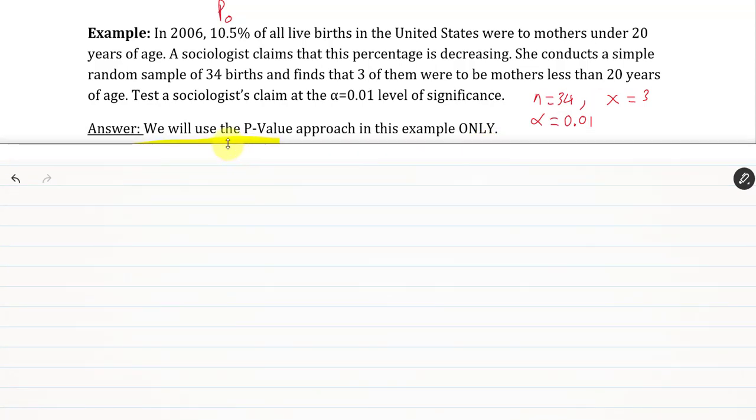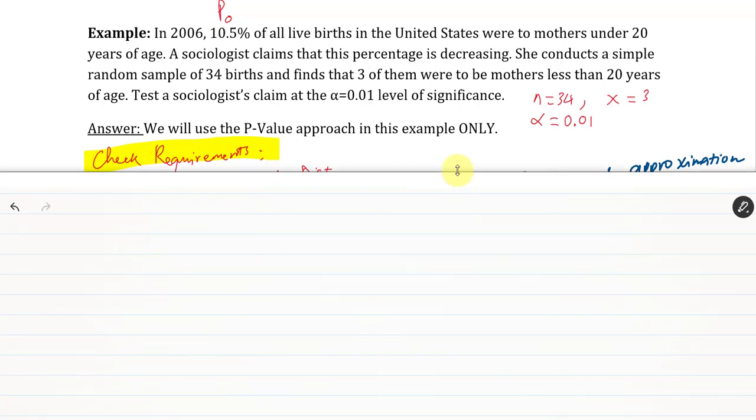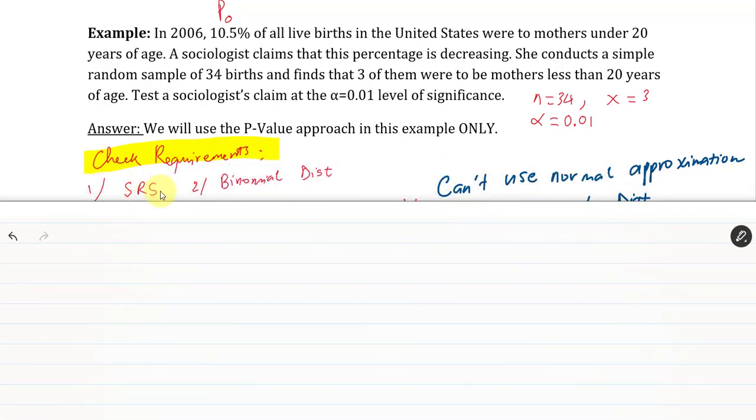Now, we will use the p-value approach in this example only, so that we can also use the TI-84 to confirm the answer. Again, first thing is you have to check the 3 requirements. First, simple random sample. Yes, because she conducts this one has a simple random sample of 34 births.